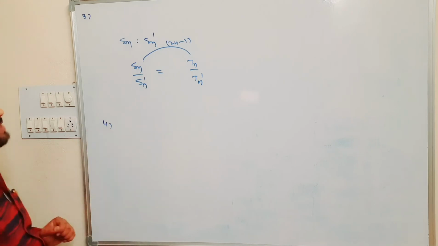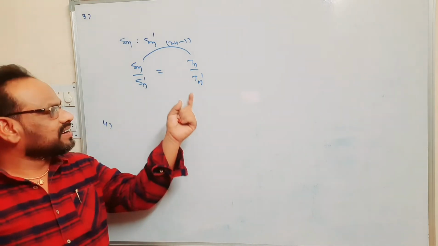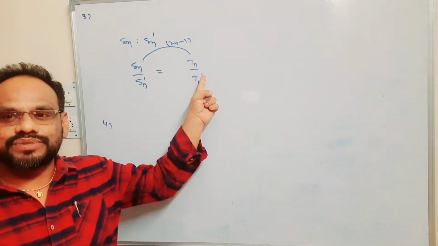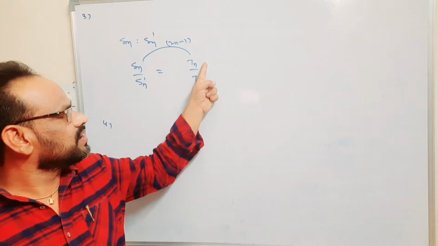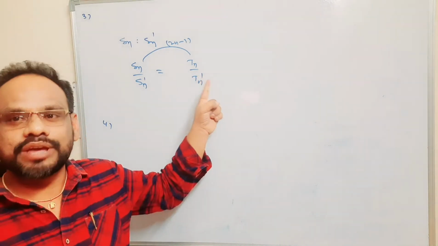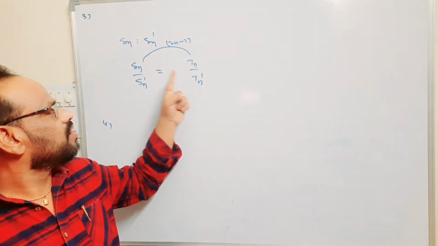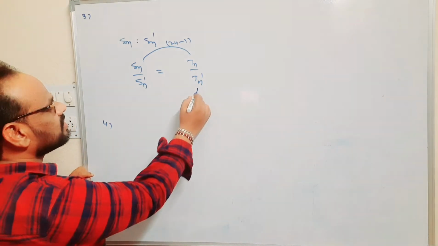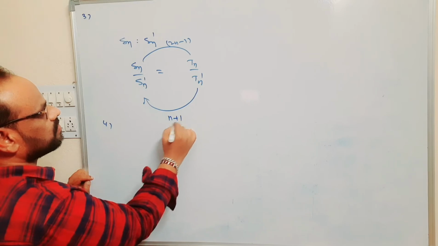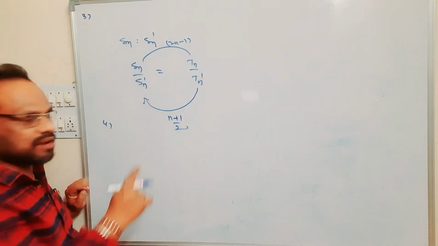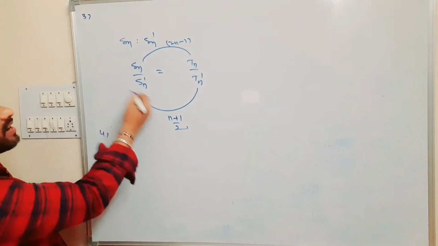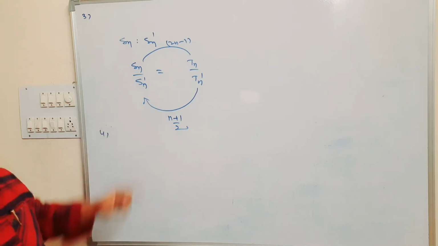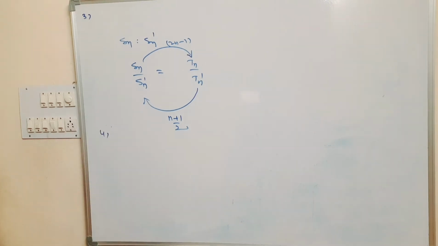Next, fourth one. If the ratio of nth terms of two APs is given, then the ratio of sum of n terms may be obtained by replacing n with n plus 1 by 2 in the given ratio. We get the ratio of sum of n terms of the given sequence. Take one example.